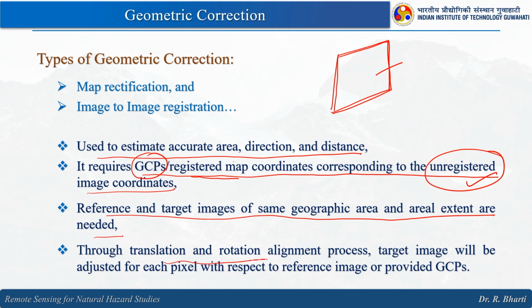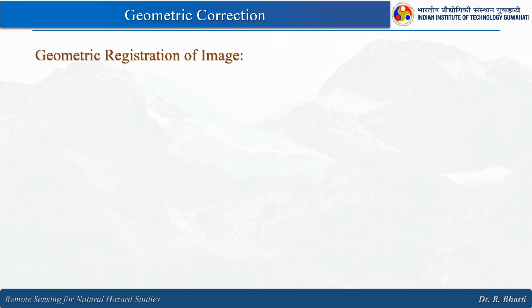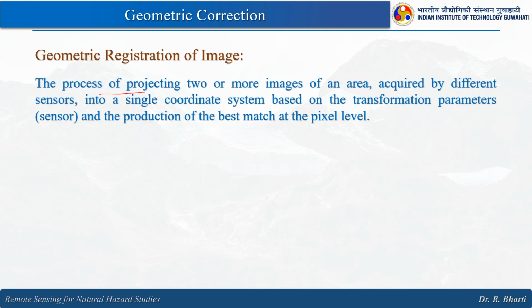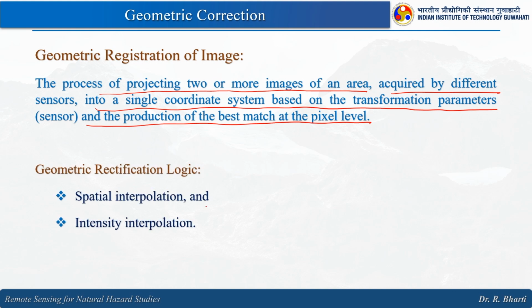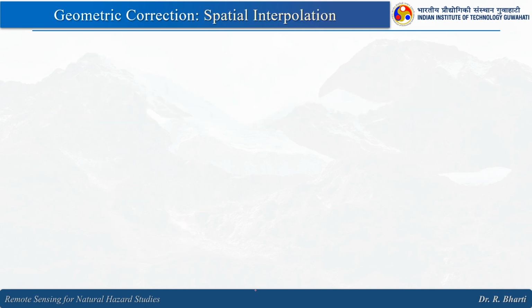Through a translation and rotation alignment process, the target image will be adjusted for each pixel with respect to a reference image or provided ground control points. Geometric registration of an image is the process of projecting two or more images of an area acquired by different sensors into a single coordinate system, based on the transformation parameters, and producing the best match at the pixel level, right. So here we have two parts of the geometric rectification. The first one is spatial interpolation and the next one is intensity interpolation.